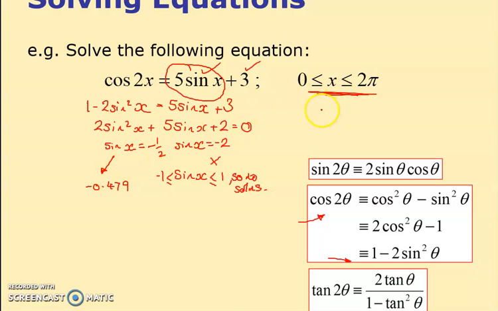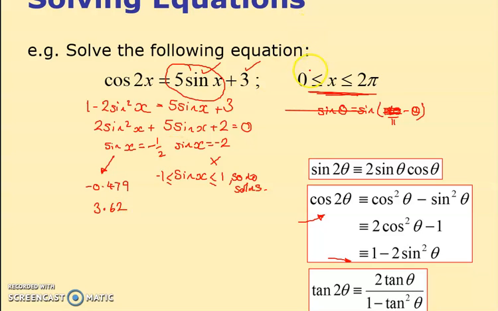Now remember the rule is that for sine theta you get a solution which is also at 180 minus theta. Now 180 really is pi, since we're in radians, so if I do pi minus that, that effectively becomes a plus, pi minus the answer, I get 3.62.